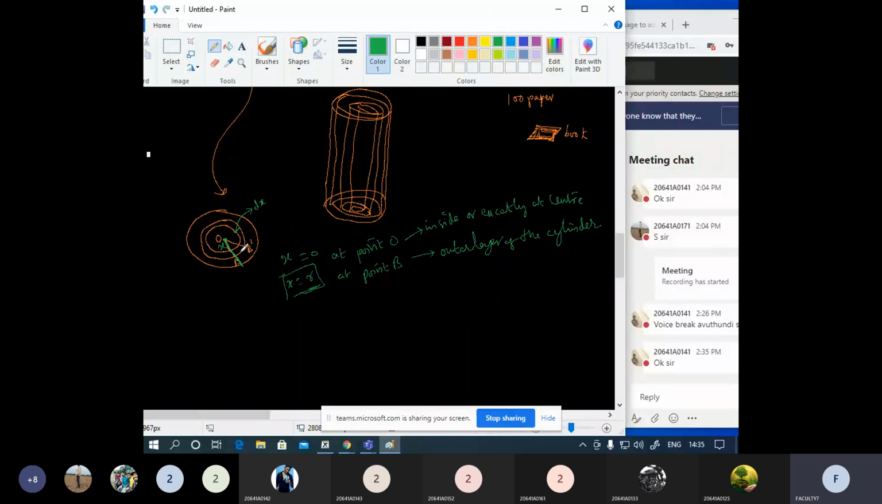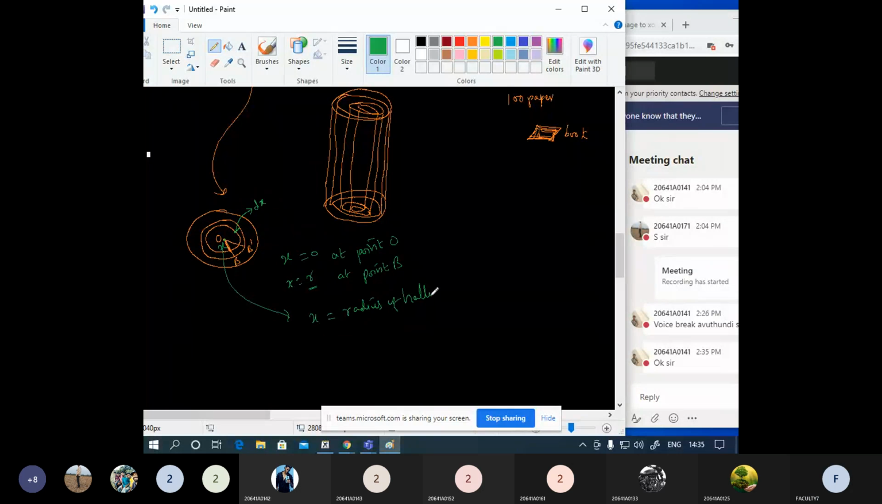Now this is a concept we are going to extend. I think you got the idea, so I am erasing everything here. Now what is x in this diagram? Here x is the radius of a hollow cylinder. We have a number of hollow cylinders, and this hollow cylinder we are going to consider has radius x.